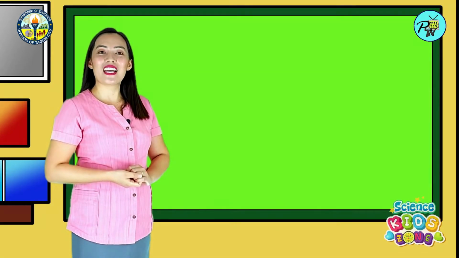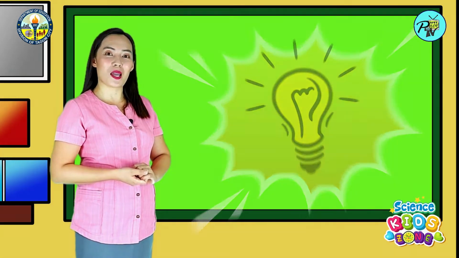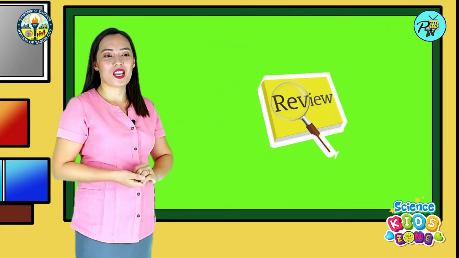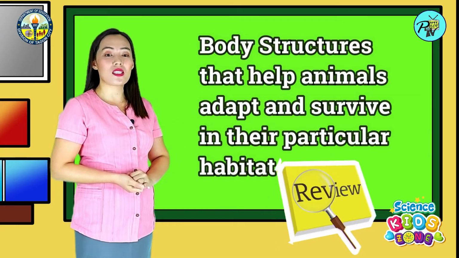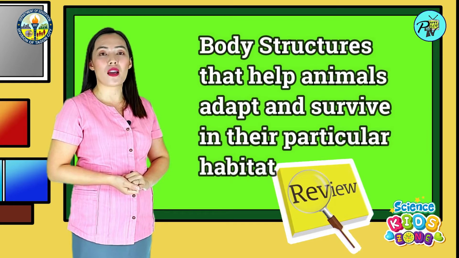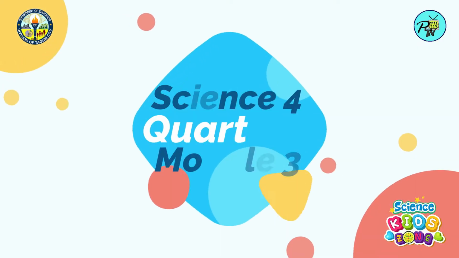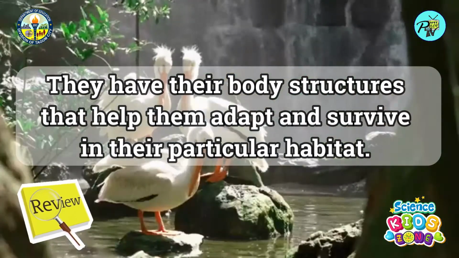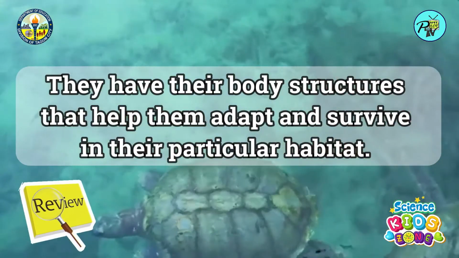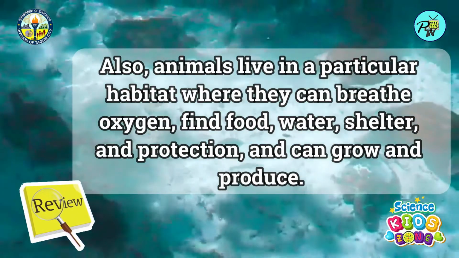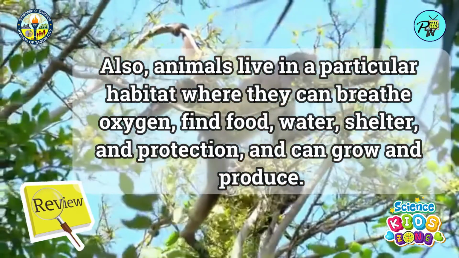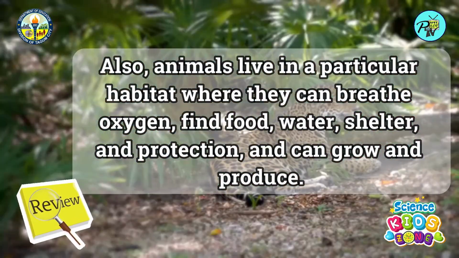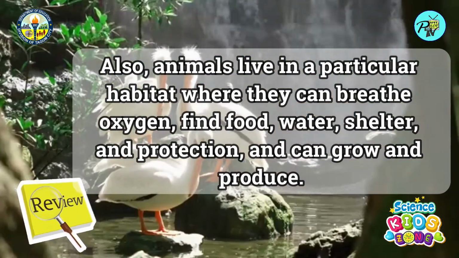Before we get started, can you still recall our lesson from the last episode? Wow! What a short memory! It is all about body structures that help animals adapt and survive in their particular habitat. They have their body structures that help them adapt and survive in their particular habitat. Also, animals live in a particular habitat where they can breathe oxygen, find food, water, shelter, and protection, and can grow and reproduce.